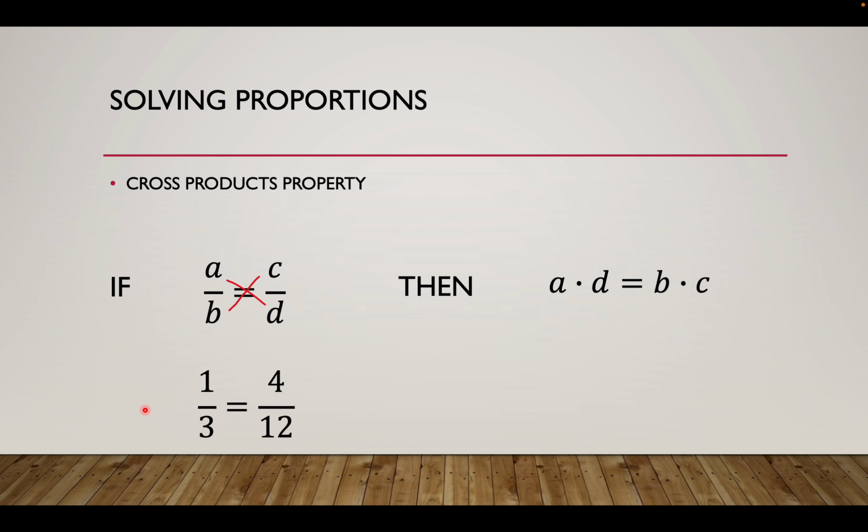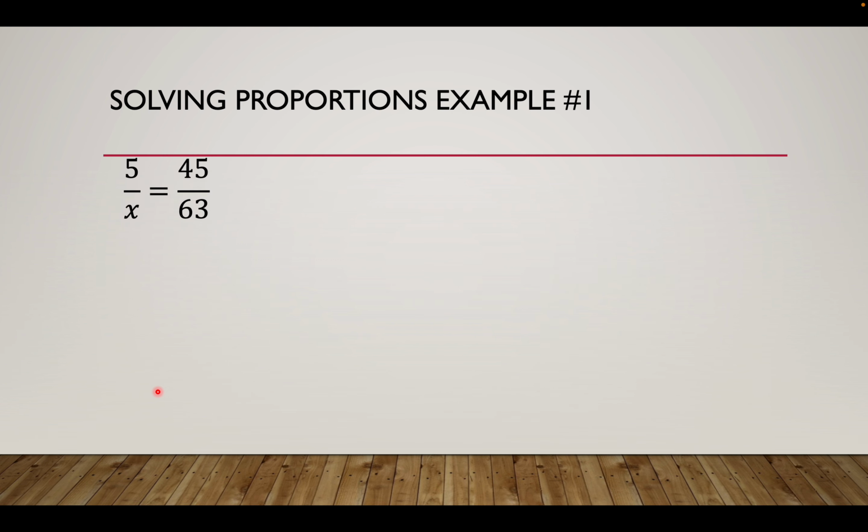So let's just show you how this works. Remember our ratio here, 1 over 3 equals 4 over 12. If I cross multiply, that would be 1 times 12 equals 3 times 4. 1 times 12 is 12. 3 times 4 is 12. That checks out. That means our ratios are equal.